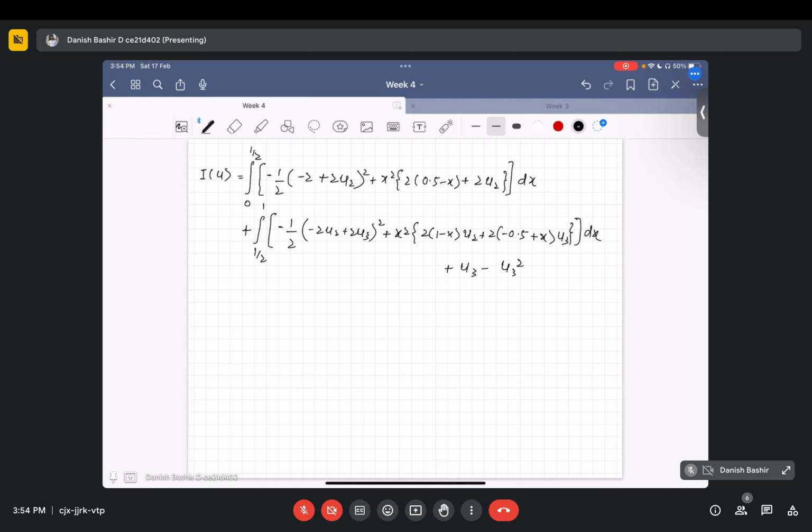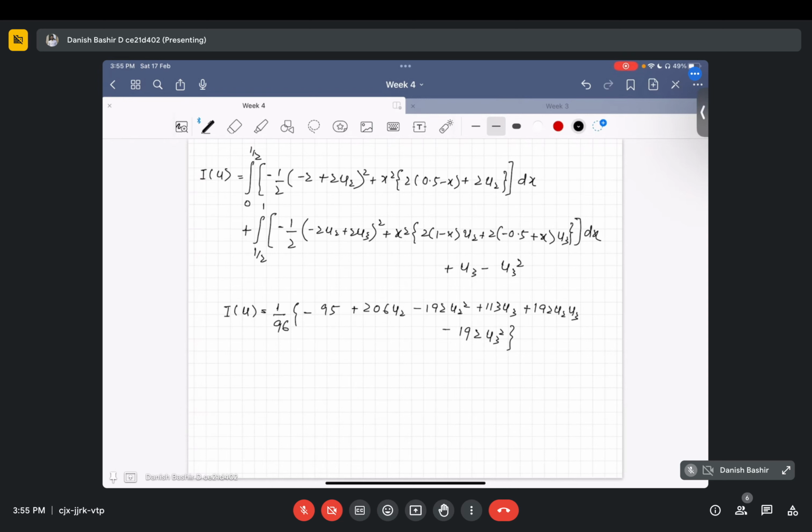When you carry out this whole integration and put in the proper limits, we will get the functional to boil down to this equation: I of u2 is equal to 1 by 96 taken outside, times minus 95 plus 206 u2 minus 192 u2 square plus 113 u3 plus 192 u2 u3 minus 192 u3 square. It's a long expression. I recommend you solve these integrals using MATLAB or Mathematica.